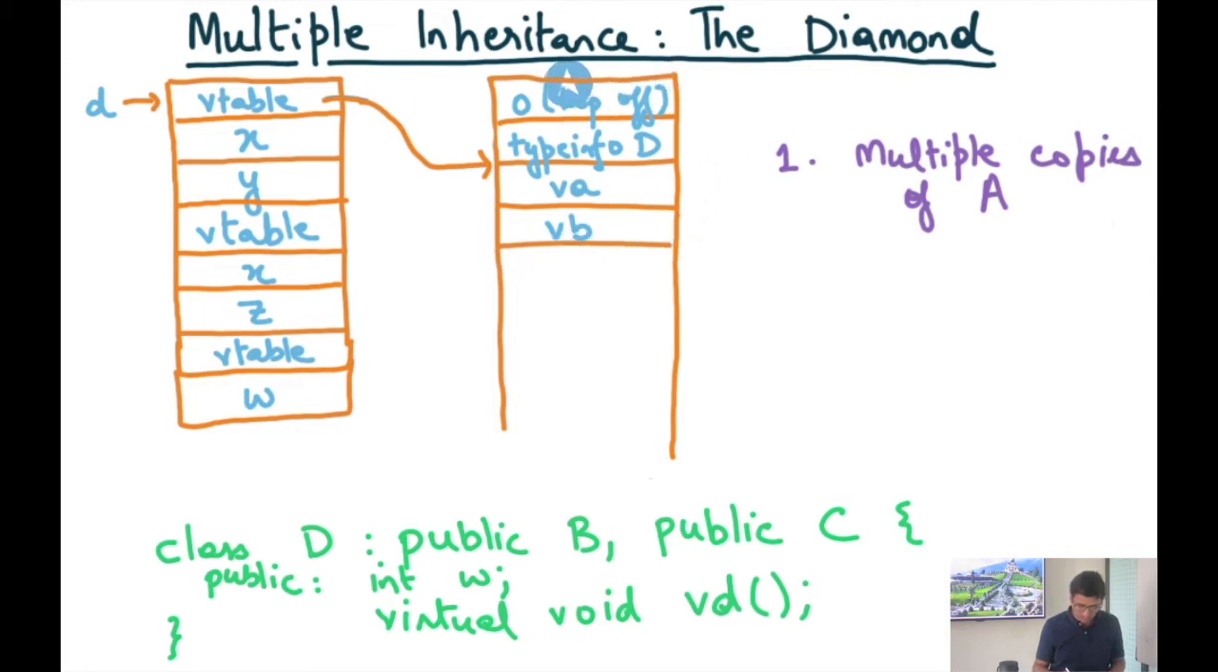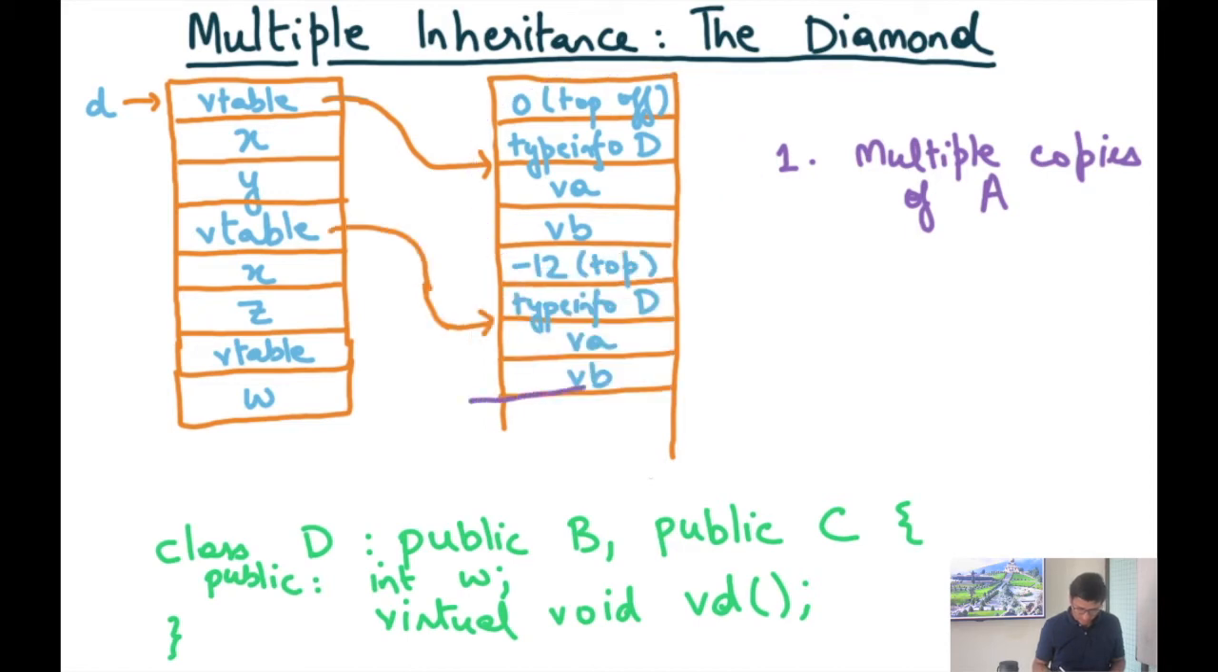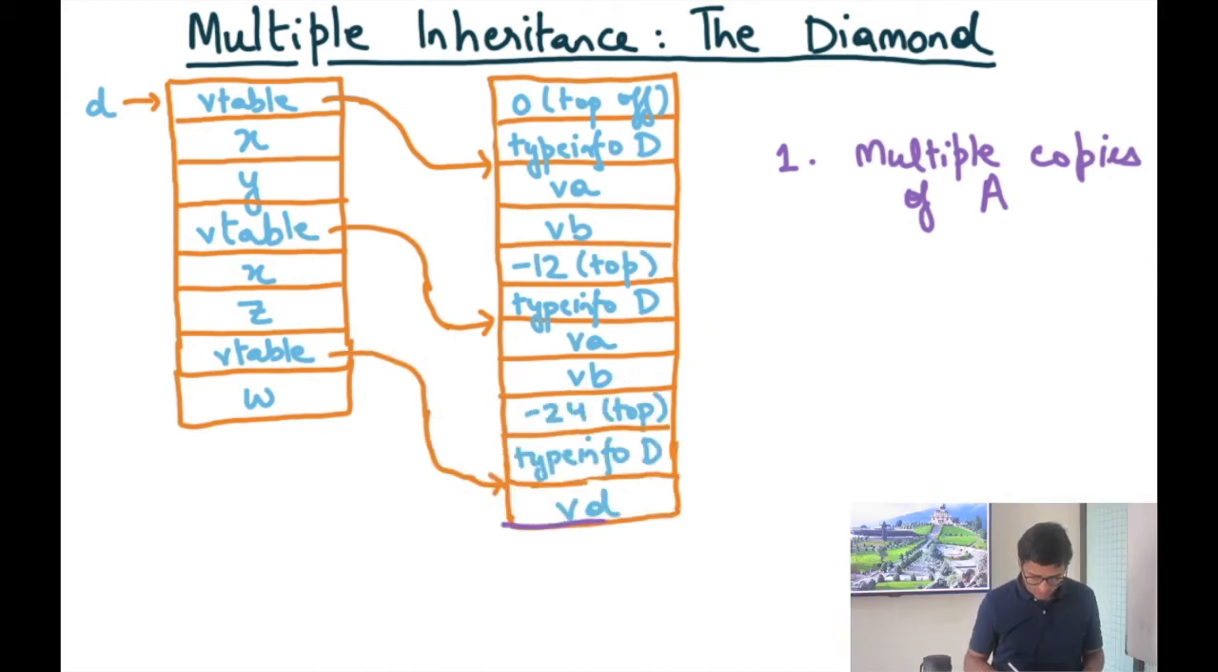Similarly, on the V table side, everything looks the same. So this is the V table part of B, right? And then this is the V table part of C. Notice that the top offset here is -12 because that's the offset from the V table pointer, the place where the V table pointer has been stored, to the top of the object, right? So that's -12 in this case, because there are 3 fields before this V table comes, and recall that the top offset is required to do pointer readjustment and things like that in case of multiple inheritance. And then you have the V table fields for D itself.